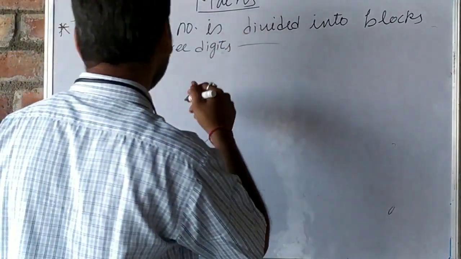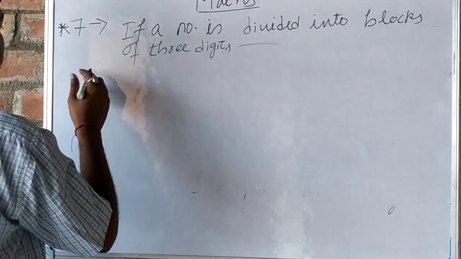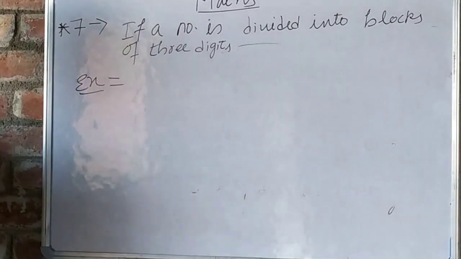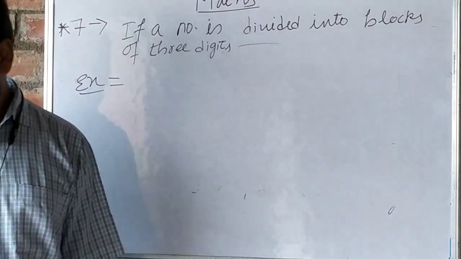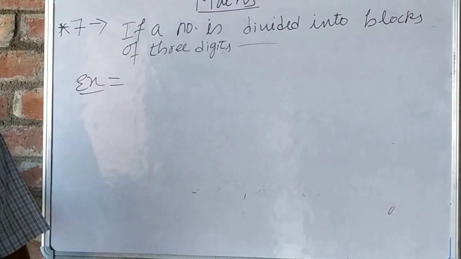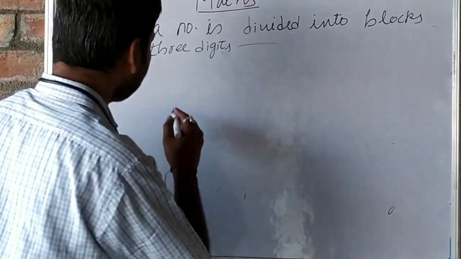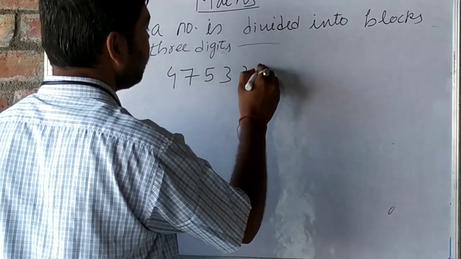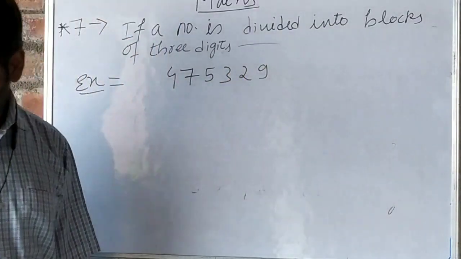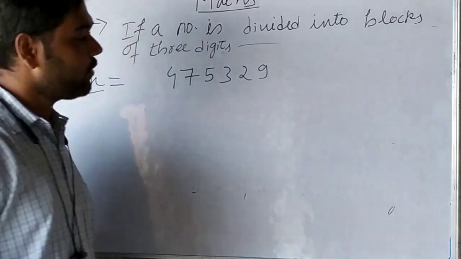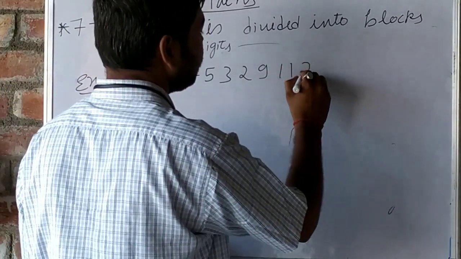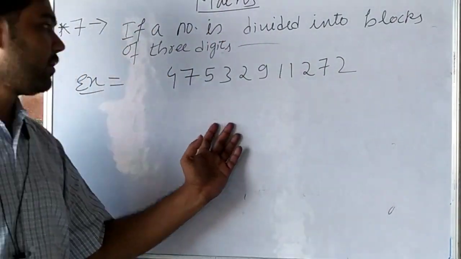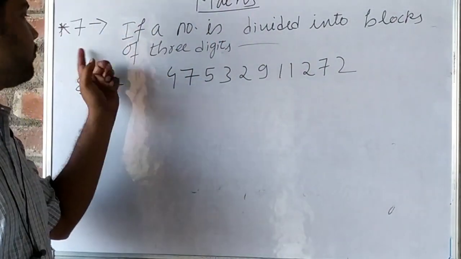Now see further what we have to do. You can understand more by the example. So directly we will see the example. Understand? You can understand it more by the example. Let us take a number 473532 11272. Now what we have to do? See, this is a number. Understand? And we have to check the divisibility of 7.